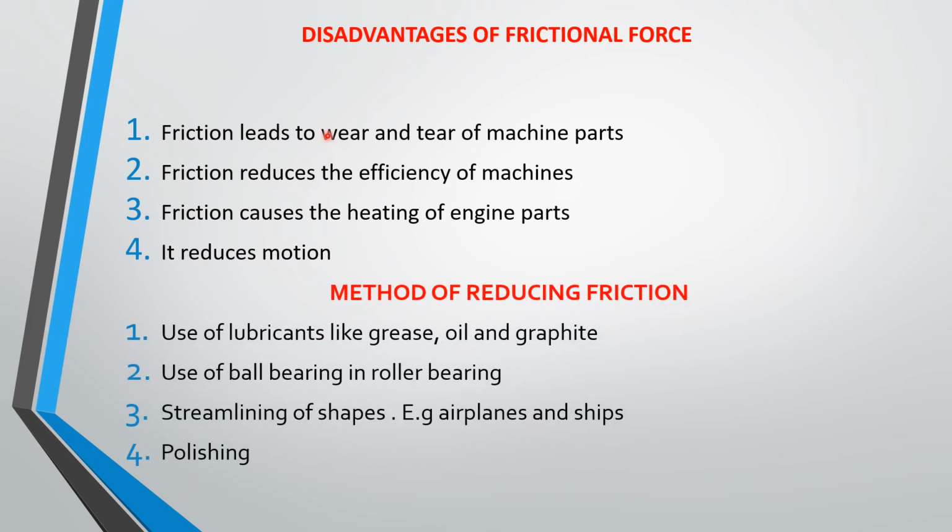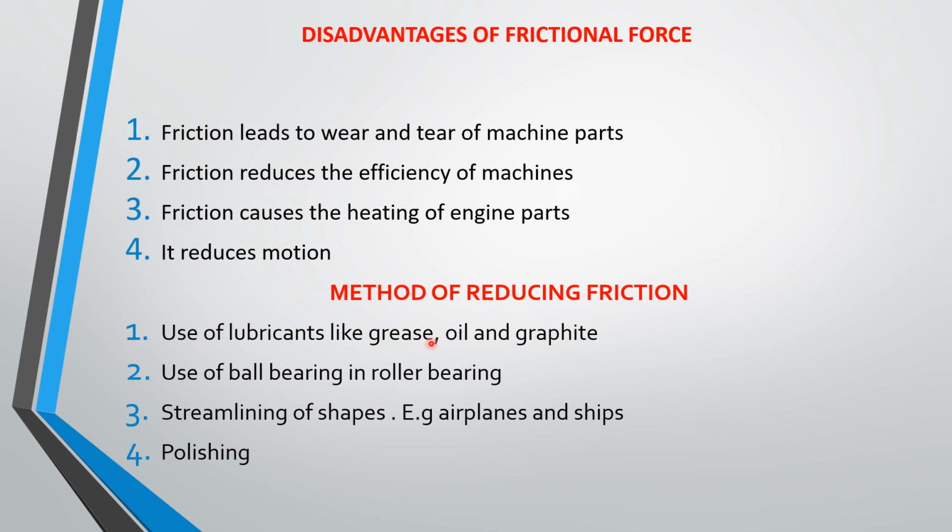Since friction has these disadvantages, how can it be reduced? These are some of the methods of reducing friction. One, use of lubricants like grease, oil, and graphite. That is why you need to be greasing your engine parts regularly to reduce friction. So wear and tear in machine parts can be reduced by lubrication, applying grease, oil, or graphite.